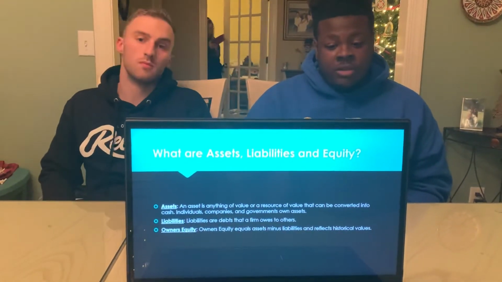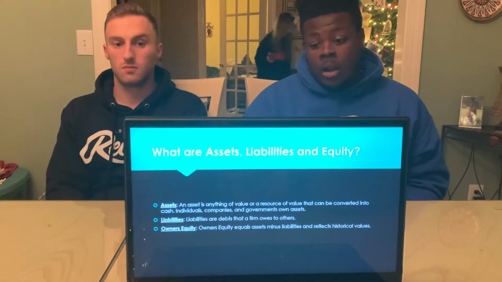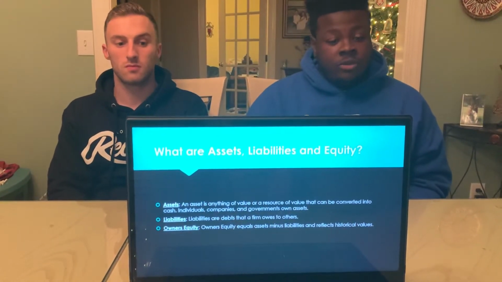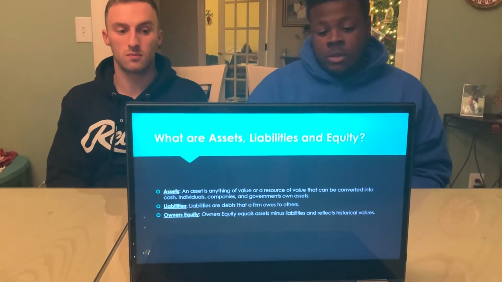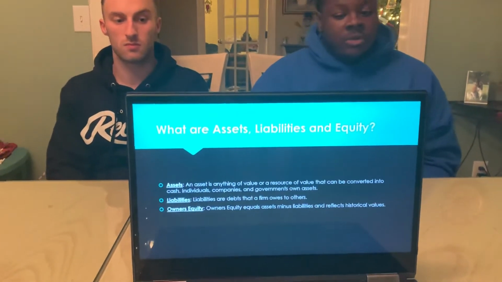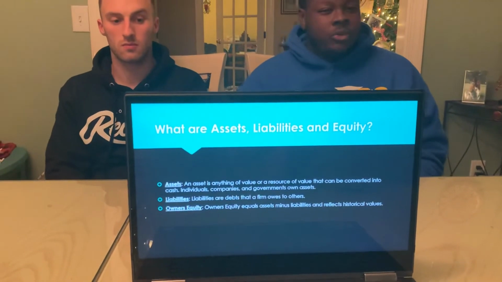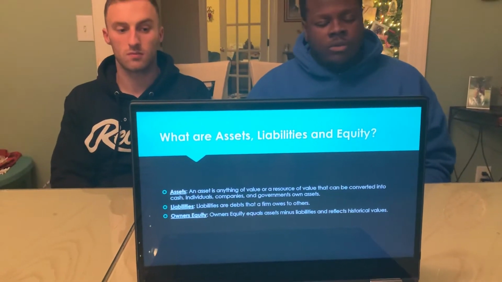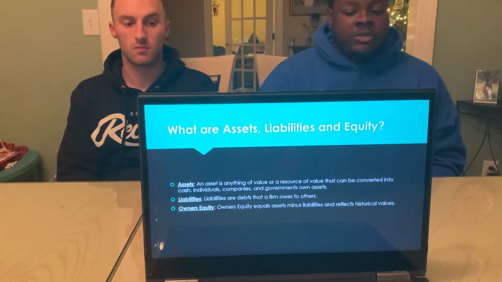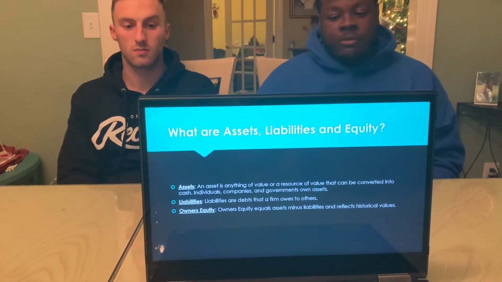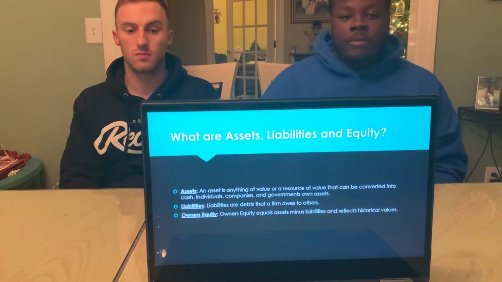An asset is anything of value or a resource of value that can be converted into cash. Individuals, companies, and governments own assets. The liabilities are the debts that a firm owes to others, and owner's equity equals assets minus liabilities and reflects historical values.